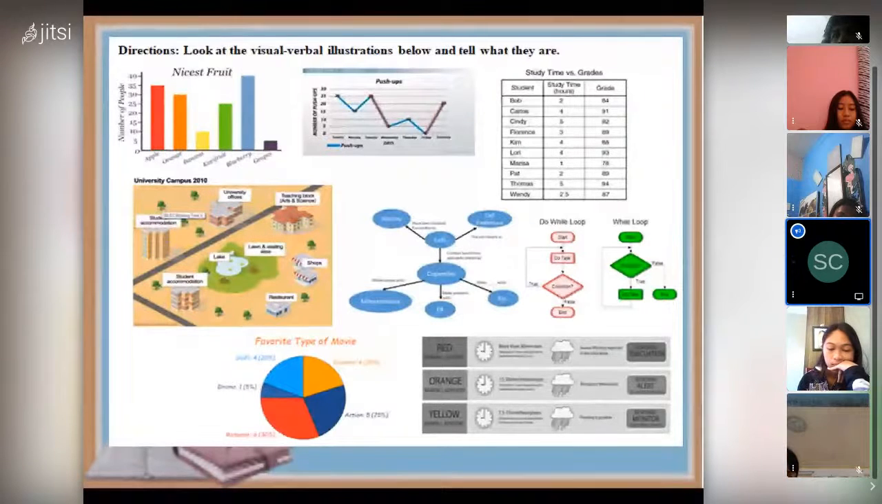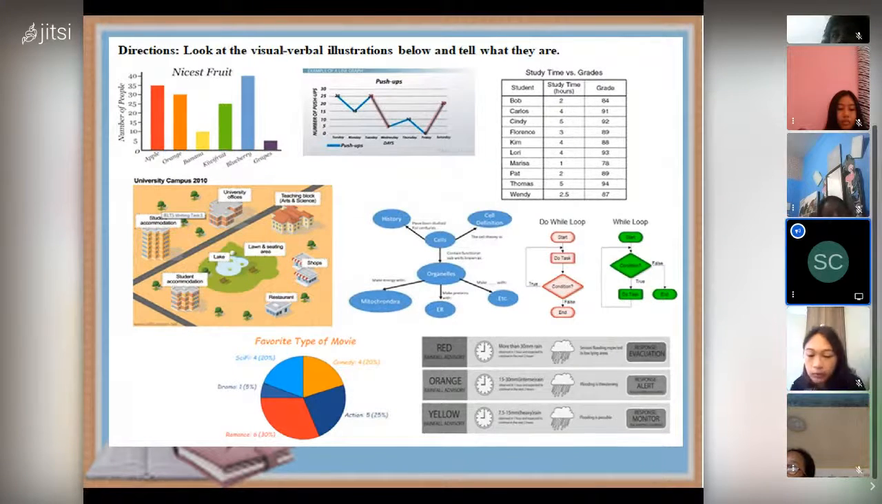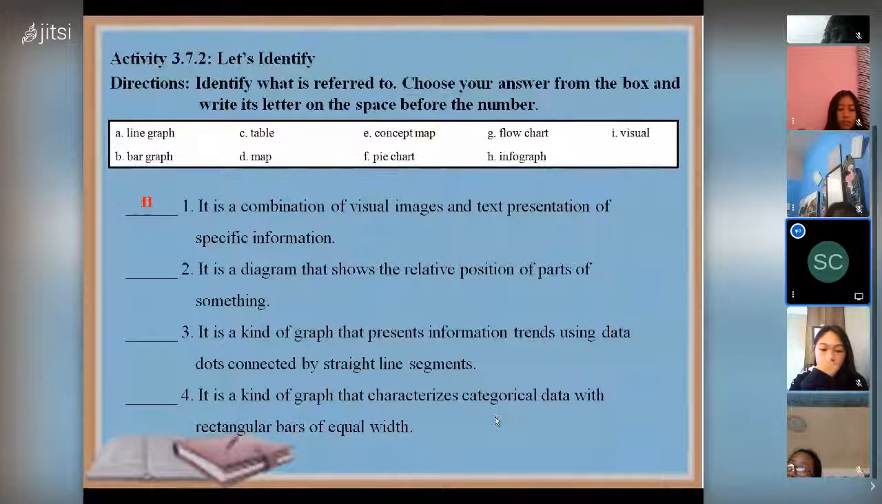How about text presentations? Are there texts, letters? Yes or no? Yes. Okay, so this picture is called an infograph. How about number 2? Okay, number 2. Rhea.